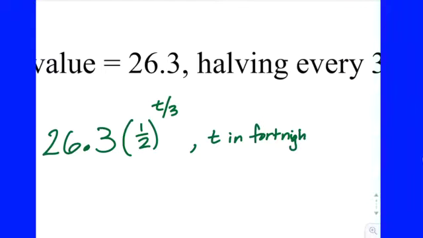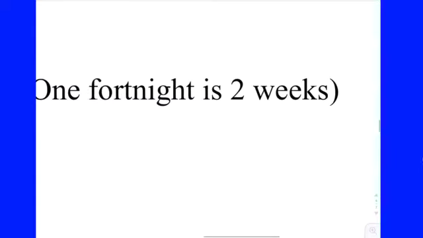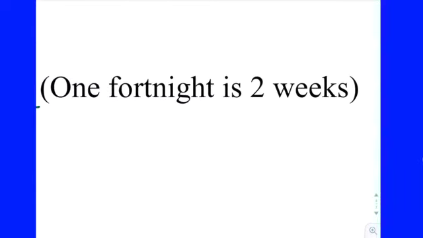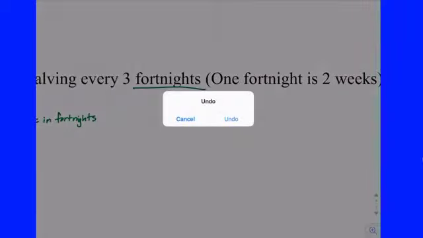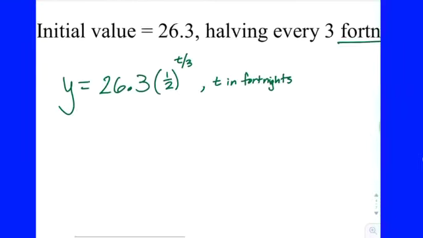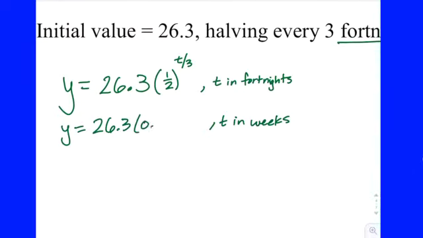Well, how long is a fortnight? A fortnight is 2 weeks. So if you don't want to use fortnight units, I don't blame you. So let's go ahead and do it in weeks, which makes more sense. So that would be y equals 26.3. I'll put it as 0.5 this time just to show the other version.